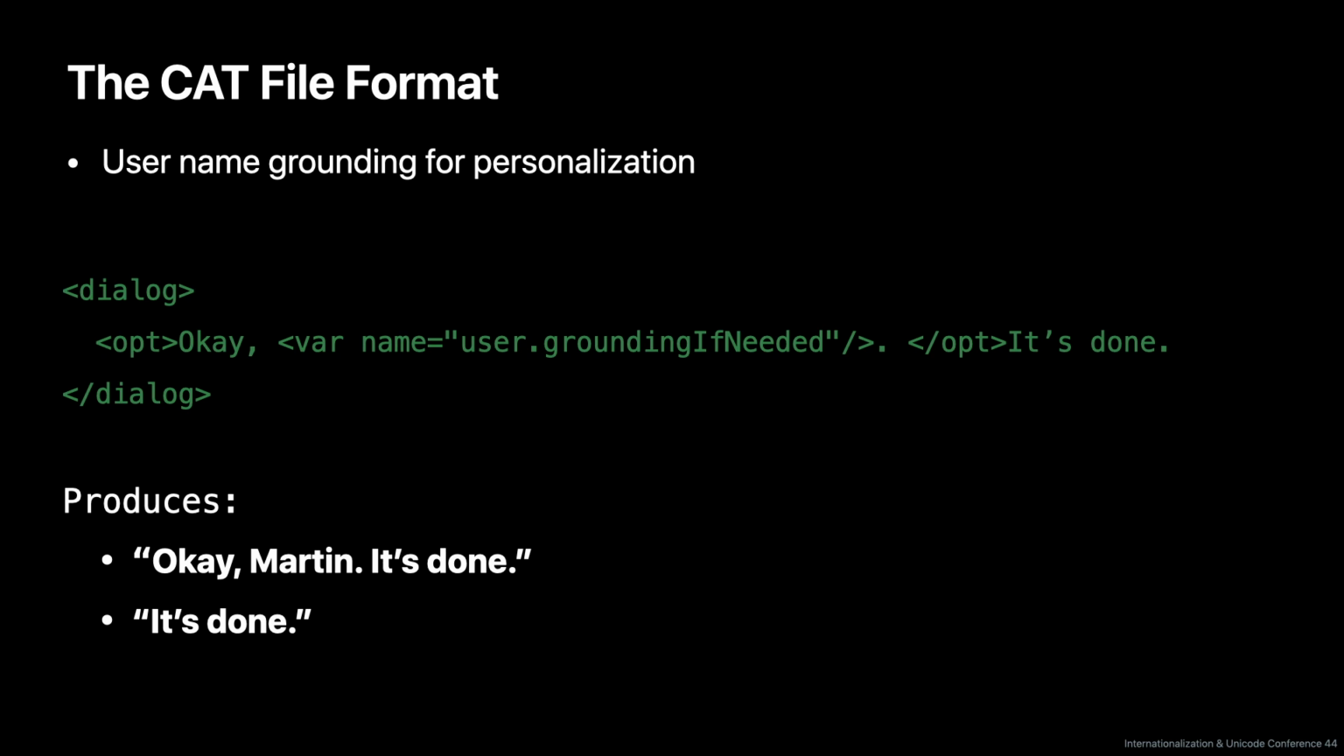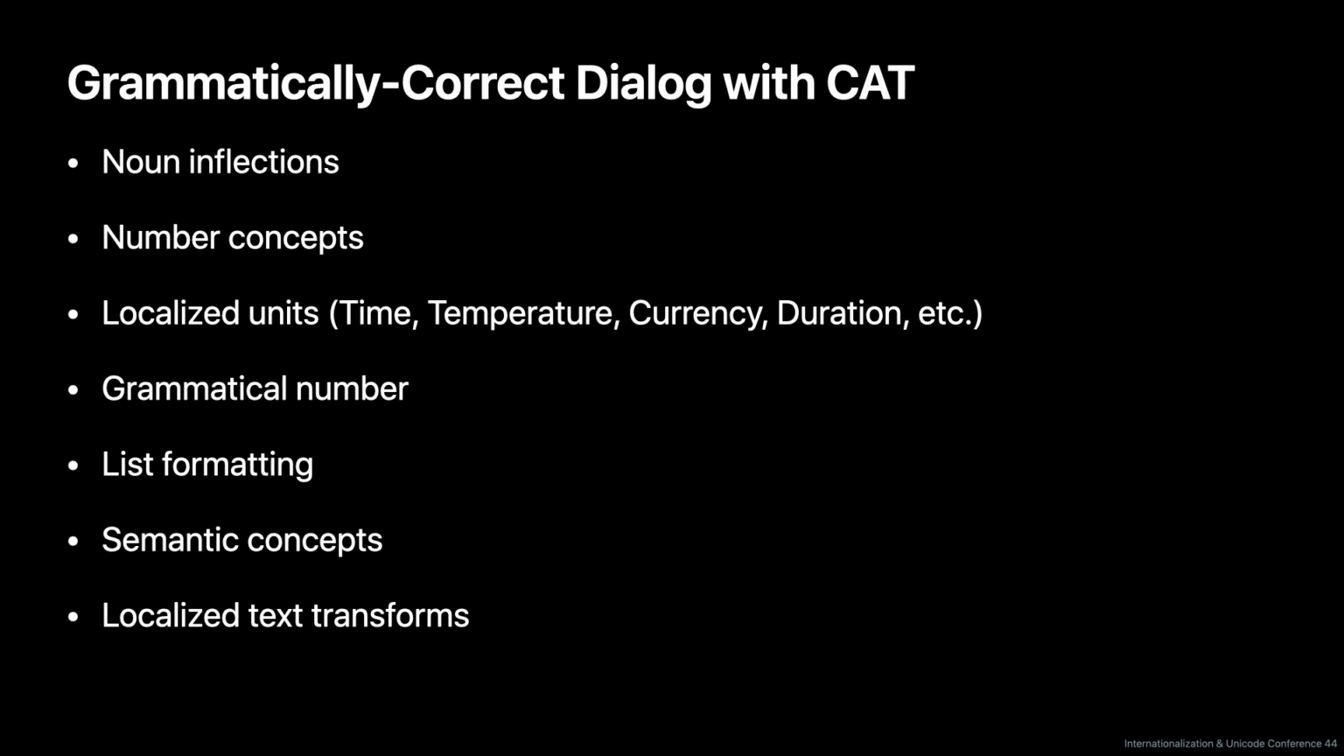So what that means is if we don't ground the user's name, we will remove the text "OK," comma, and the period after the name. So if the name is grounded, we might output something like, "OK, Martin, it's done." And if the name is not grounded, then we'll just output "it's done." So that describes some of the general capabilities of cat files.